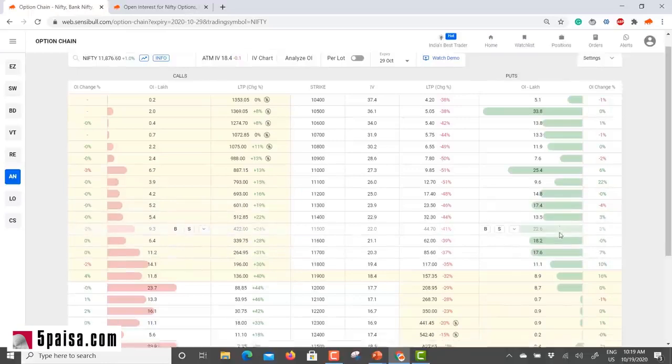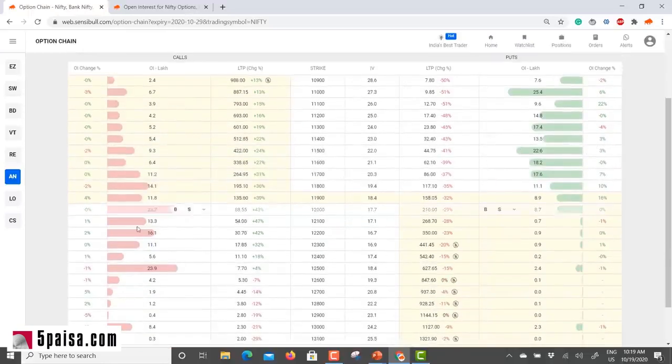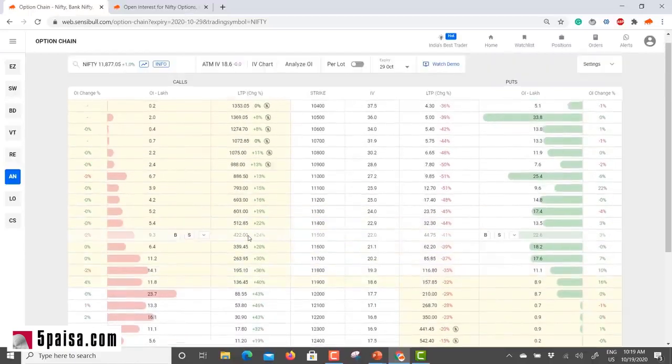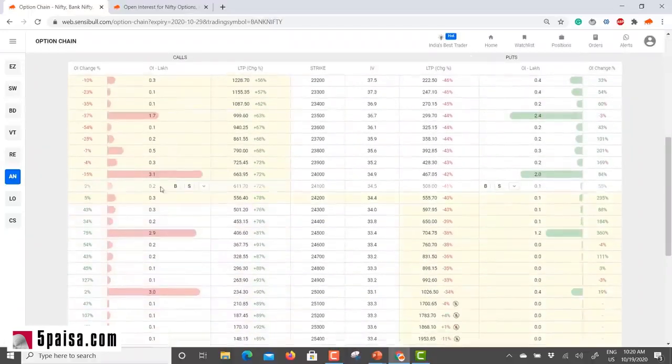Roughly the same story. There's a lot of support emerging here, there's a lot of resistance here. You won't see the kind of numbers changing 30-20% in Nifty monthly like we saw in Nifty weekly, because monthly is not as heavily traded as weekly, because face it, everyone likes to gamble weekly. So let's look at Bank Nifty now.